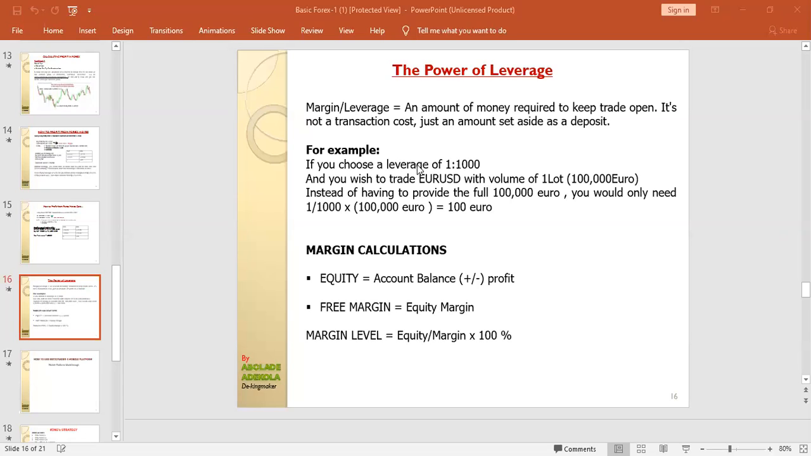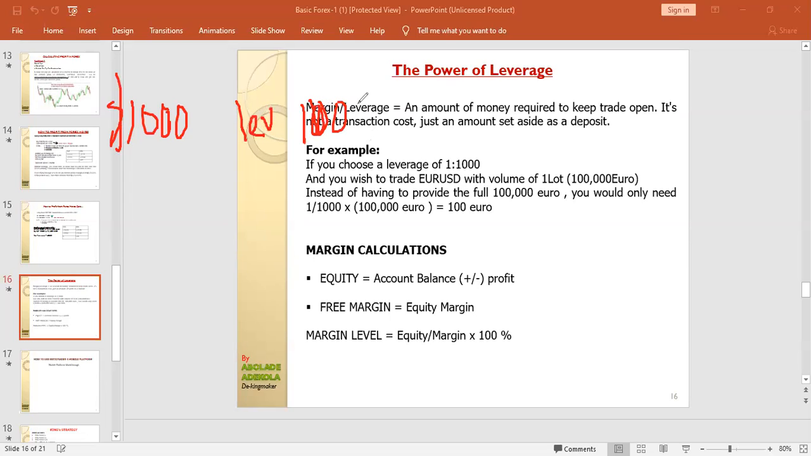Now let me explain something right here. Let's say, for example, you have deposited $1,000 in your account. Your total trading account is $1,000. And you are choosing leverage, let's say 1 to 100. No, let's say 1 to 1000. You are choosing leverage 1 to 1000.